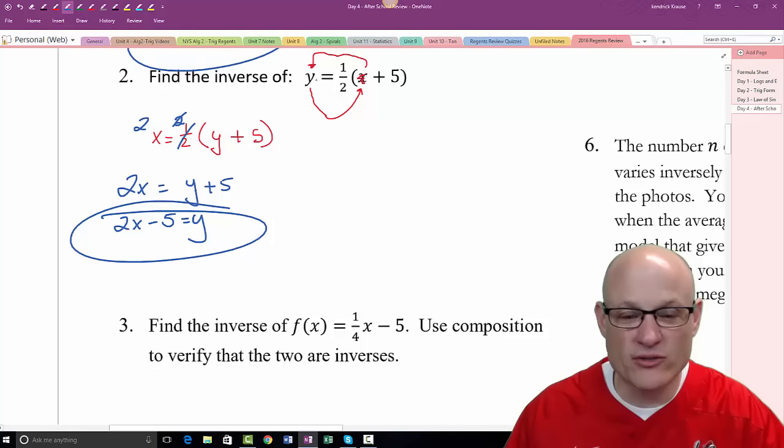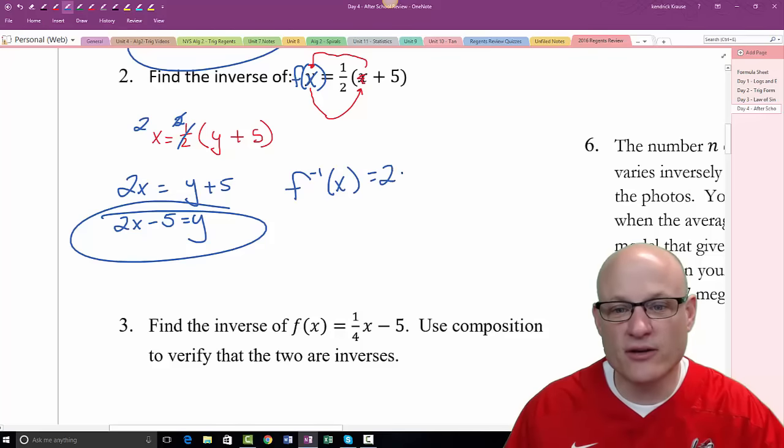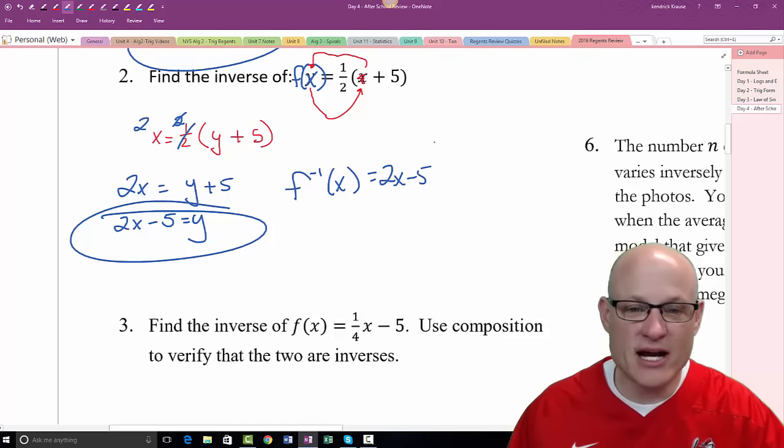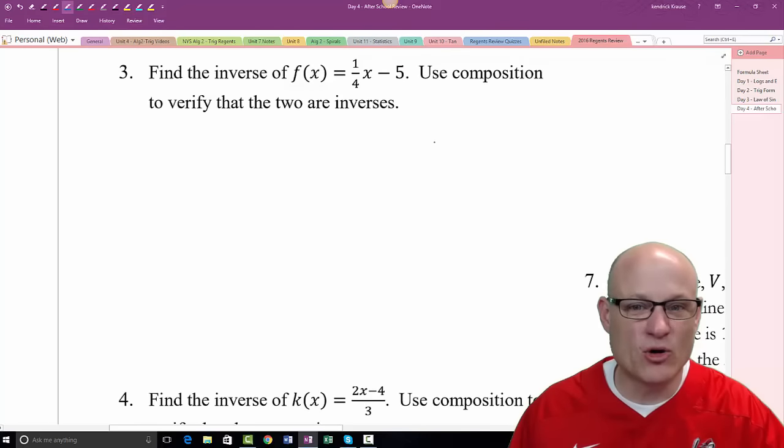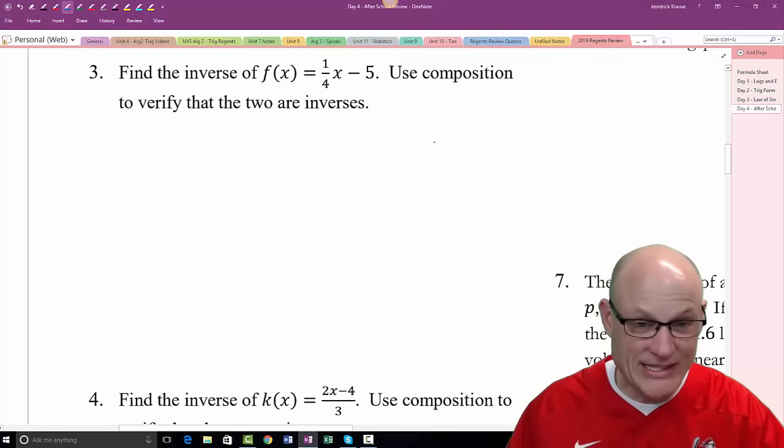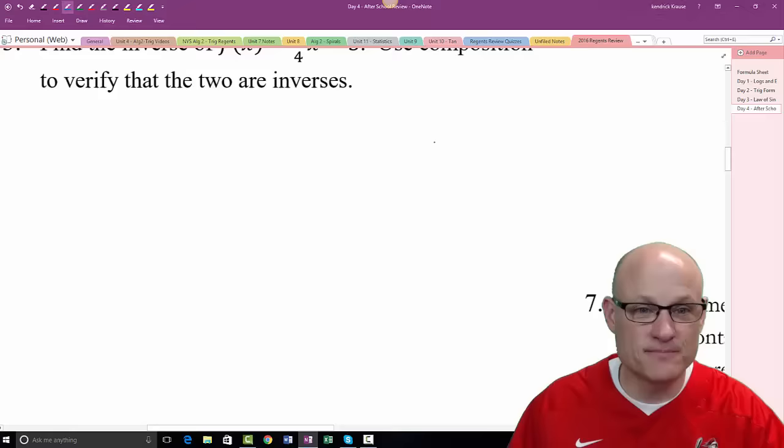Now, the original wasn't written in function notation, which it probably should have. If this is written as f of x, which it probably should have been, then this would be f inverse of x equals 2x minus 5. All right, so now we're going to do something a little bit more complex. Just a little bit more complex.